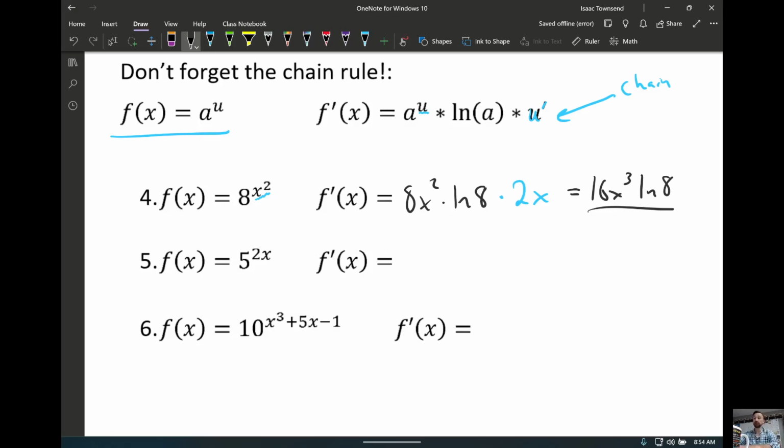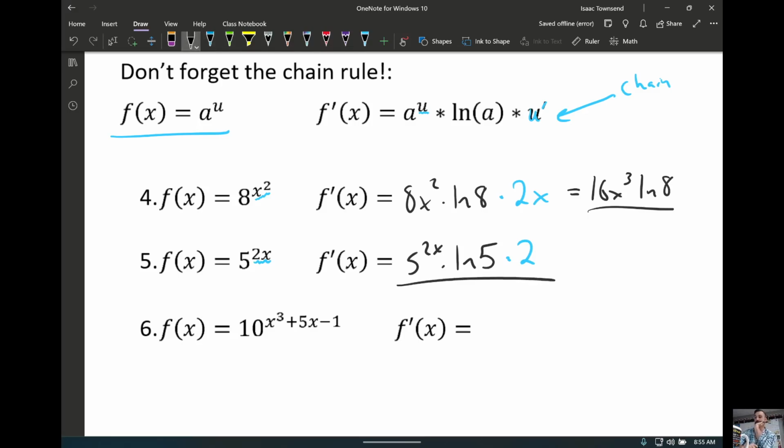So for an exponential function, just like e to the x gives you e to the x, 5 to the 2x gives you 5 to the 2x, but since the base is not e, you need to multiply by the natural log of the base and consider the chain rule. This one would be times 2.